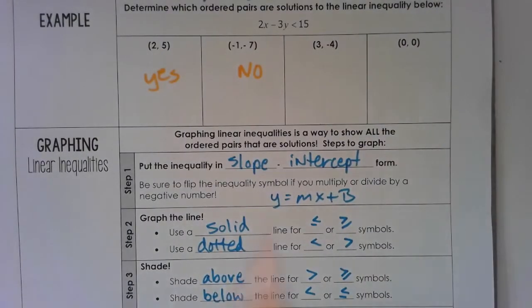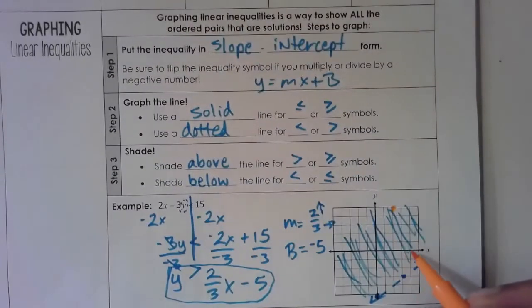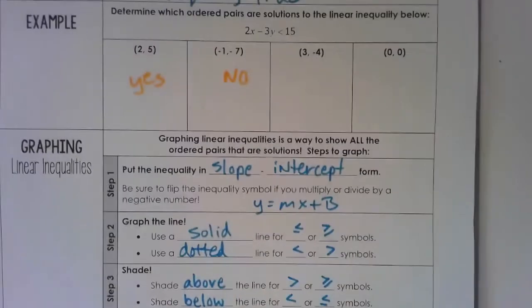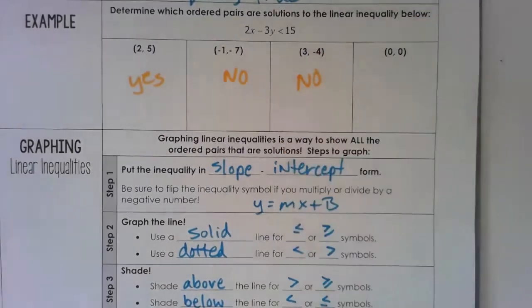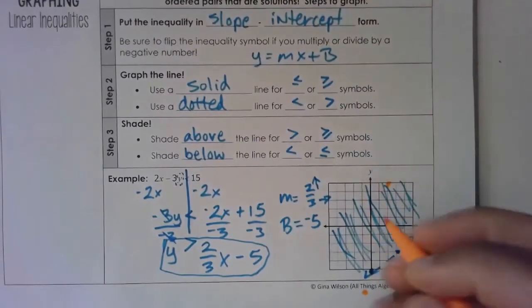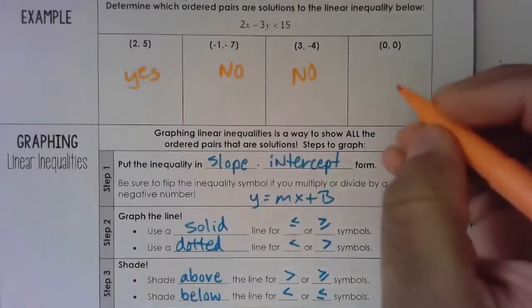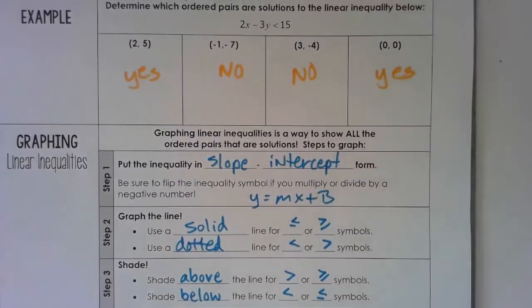Two more points. We have (3, -4). So let's go down here. We got (3, -4). So that's not in the shade. So nope for that one. Slide that back up here. And then finally (0, 0), the origin. And so if I were to graph that, you would see that's in the shade. So if it's in the shade, that's a yes. So let's slide it up and we'll put a yes here.